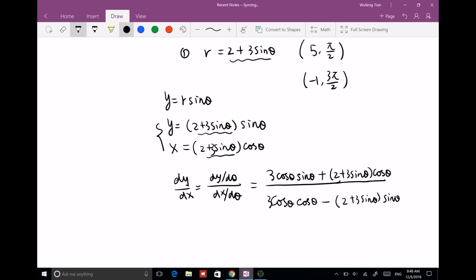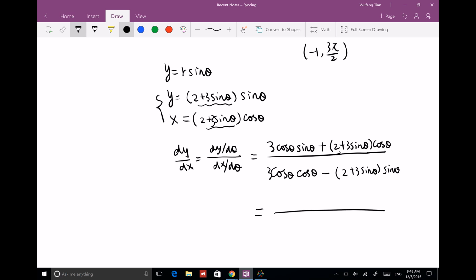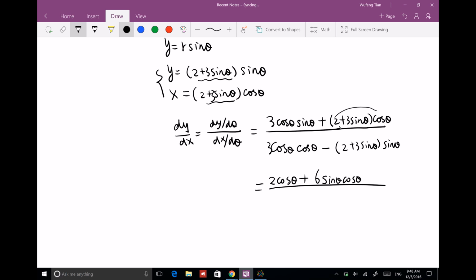Okay. So just use the product rule and also the sine and cosine derivatives. And I think we can simplify it. 3 cosine sine, 3 sine cosine, so you can combine like terms. Oh, 2, my bad. It's 2, you distribute that. It's 2 cosine theta. Okay, simplify it like that. And the bottom is going to be 3 cosine squared theta minus 2 sine theta minus 3 sine squared theta.